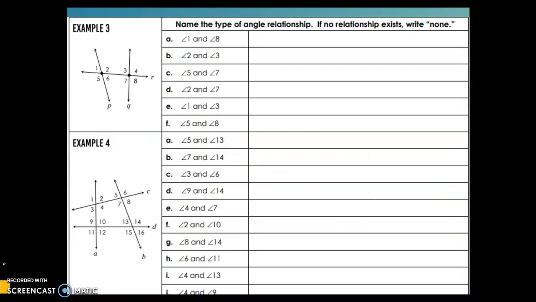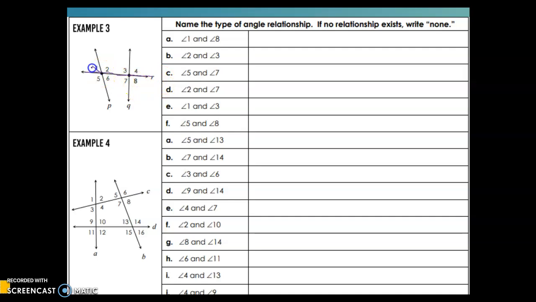Now that we've got all of our definitions, we're going to write the type of angle relationship. And if no relationship exists, we're going to write none. We're going to do these as quickly as we can, so feel free to pause if needed or come back and write these down as you go. So here are my two intersected lines, and R is my transversal. It's the one that's cutting through the two lines, so we're using that as our point of reference.